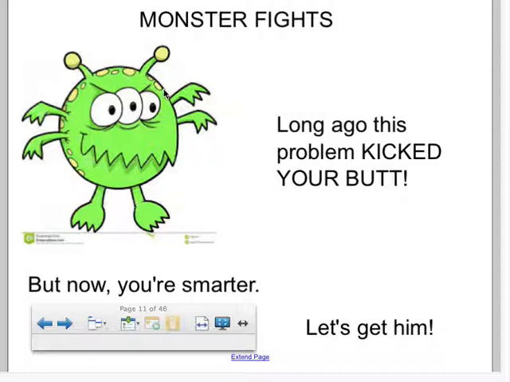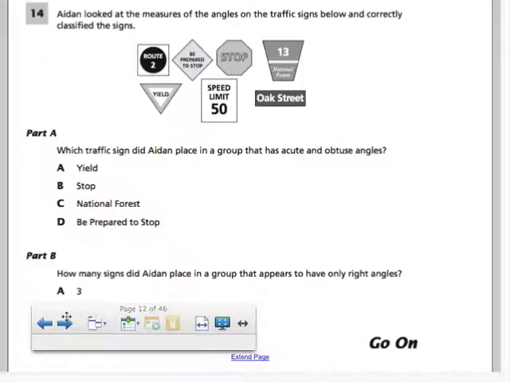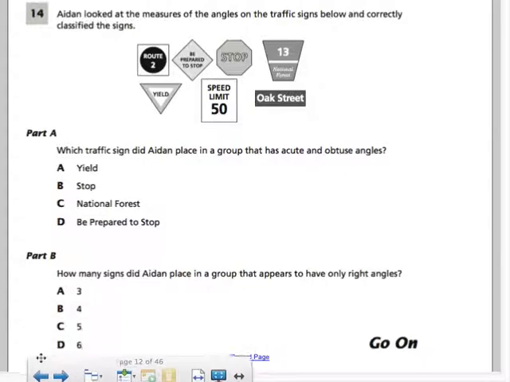Long ago, this problem kicked your booty. But now you're smarter. Let's get him. It's 2 parts. And I think you'll do quite well, because we've actually learned about this recently.